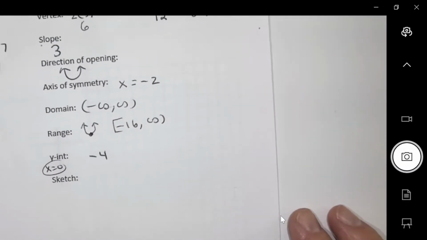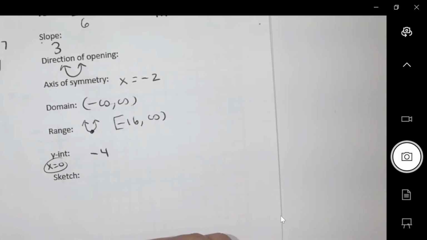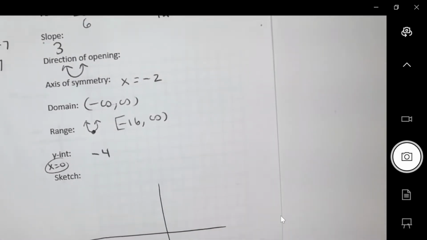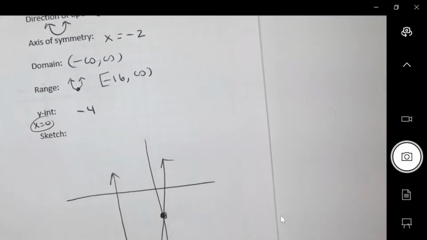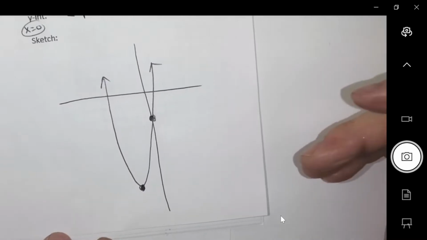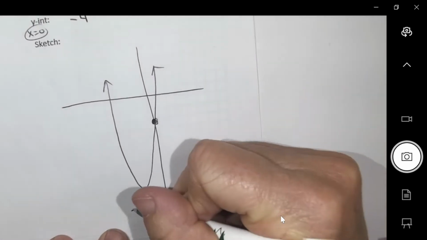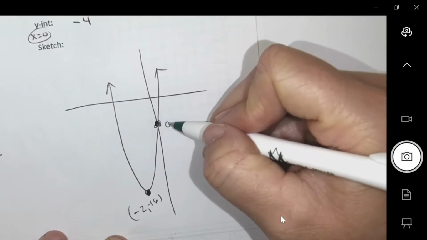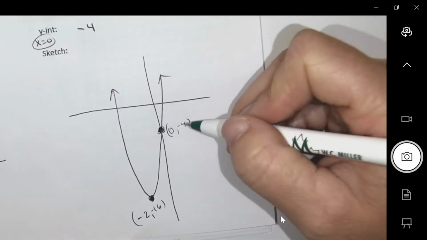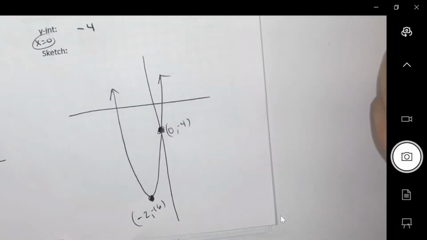So I'm going to just give a super simple sketch here. I'm not going to do too much detail. Let's just do a super simple sketch. That's all I'm doing. Very simple. -2, -16. And I knew that the y-intercept was that. It's opening upward. It's going to be pretty narrow.